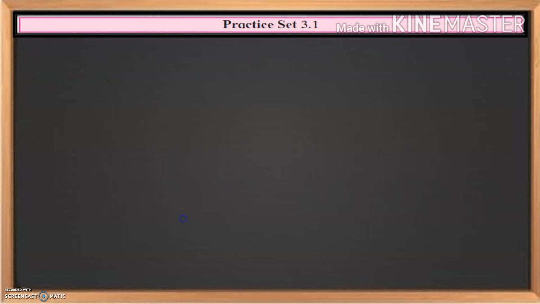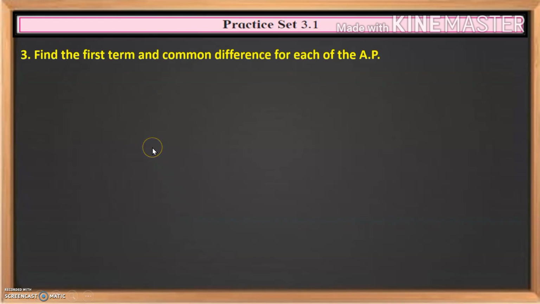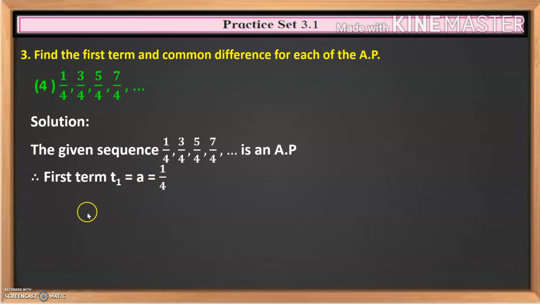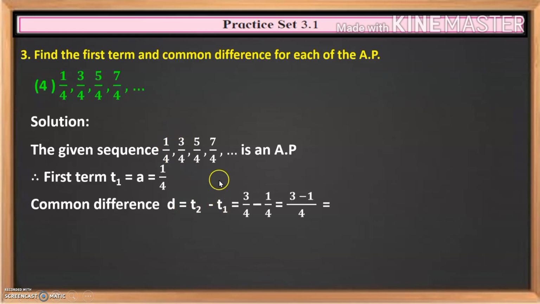So same way, I have taken one more sum for your reference. That is the last sum. Here the given sequence 1 upon 4, 3 upon 4, 5 upon 4, 7 upon 4 forms an AP. So first term is T1 equal to 1 upon 4, and the common difference is D equal to T2 minus T1. This is your T2. You can mention here T2 is 3 upon 4. You can mention this is your T3, and this is T4.